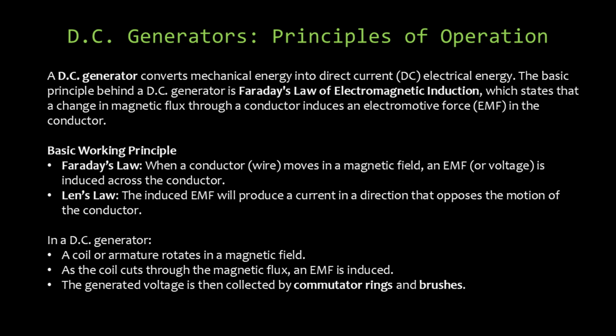In a DC generator, a coil rotates within a magnetic field, cutting through magnetic flux. As this happens, the generated voltage is collected by commutator rings and brushes, ensuring a smooth and directional electrical output.